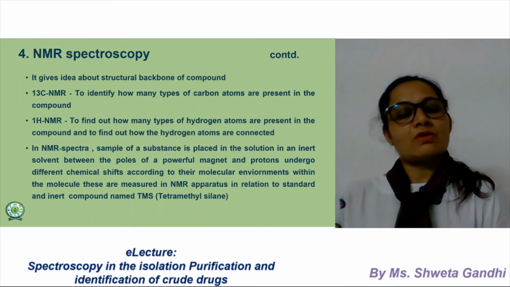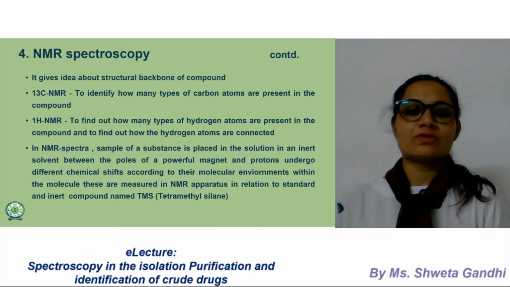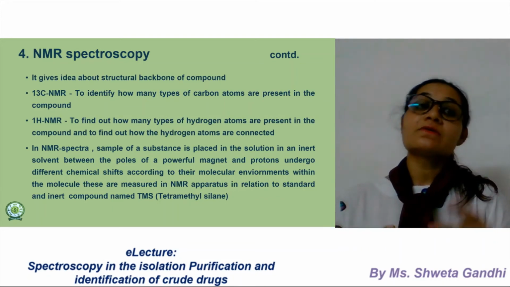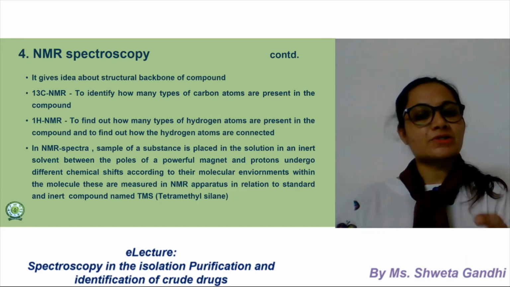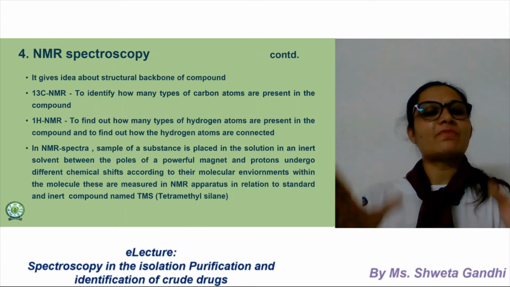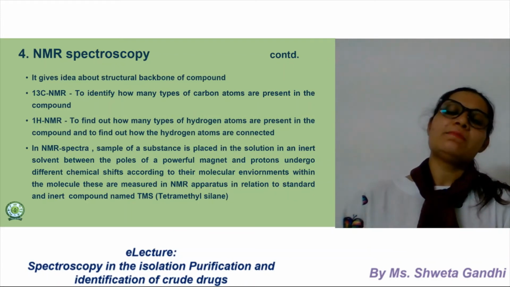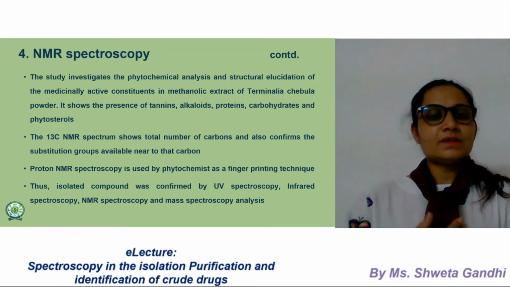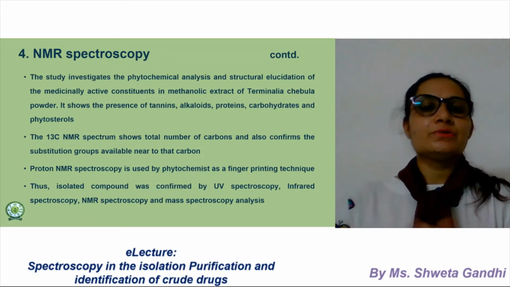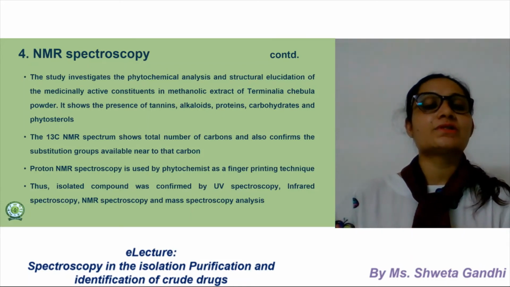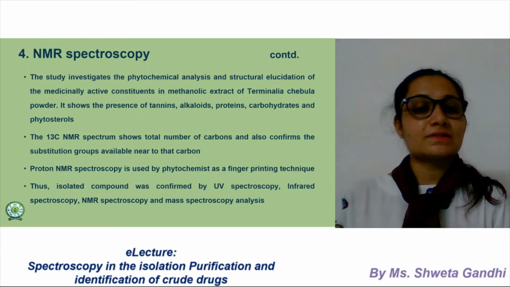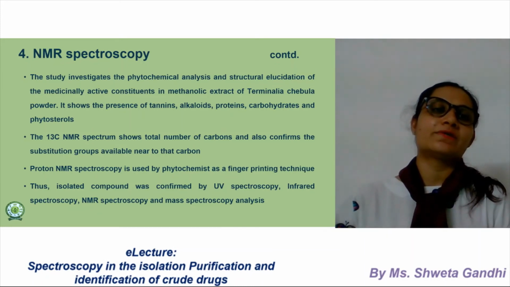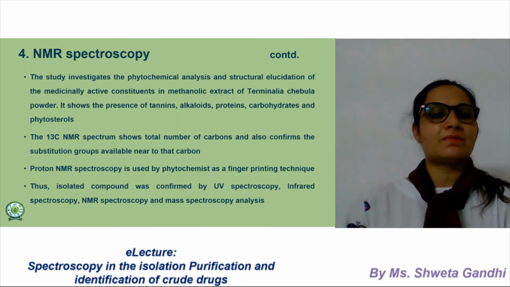In this, the sample of a substance is placed in solution in an inert solvent between the poles of a powerful magnet, and the protons undergo different chemical shifts according to their molecular environment. This is measured in the NMR apparatus with the help of an inert reference compound like TMS, tetramethylsilane. Okay. Now, NMR spectroscopy is generally used in phytochemical analysis and structural elucidation of active constituents, for example in Terminalia chebula powder. We can also show the presence of tannins, alkaloids, proteins, carbohydrates and various phytosterols with the help of NMR spectroscopy.